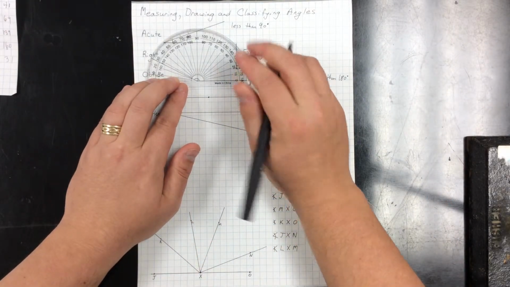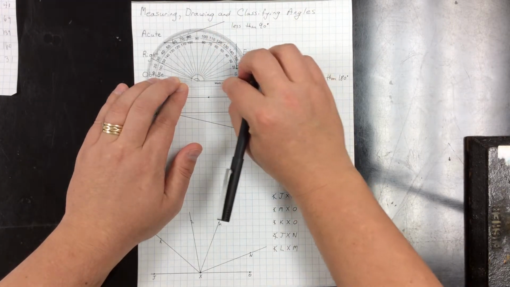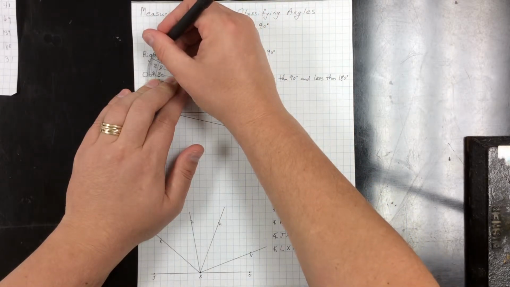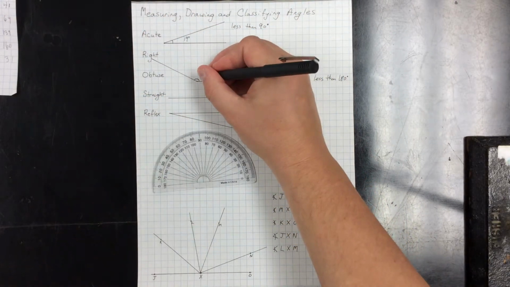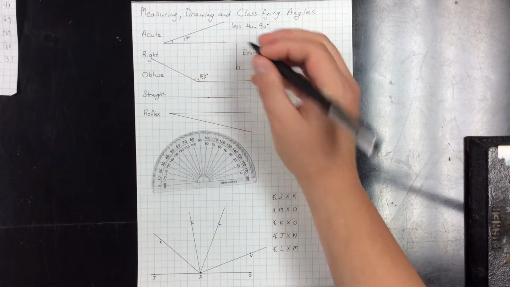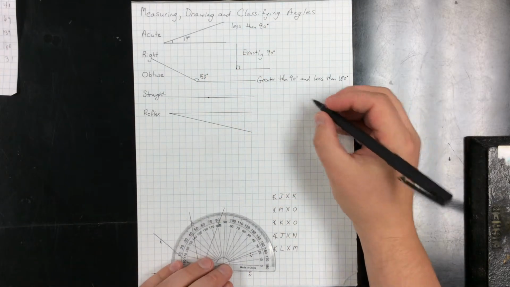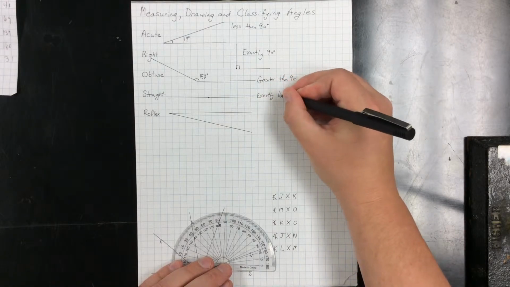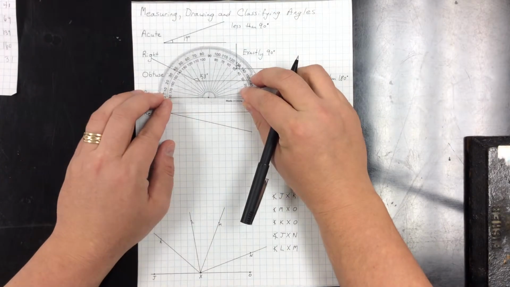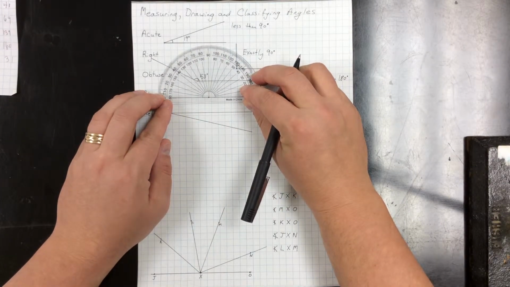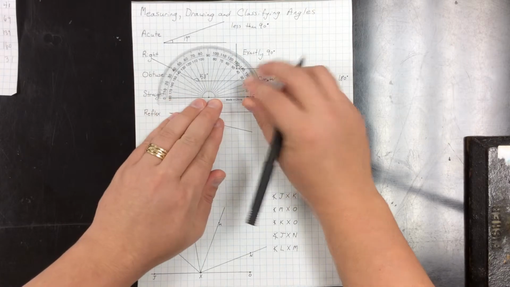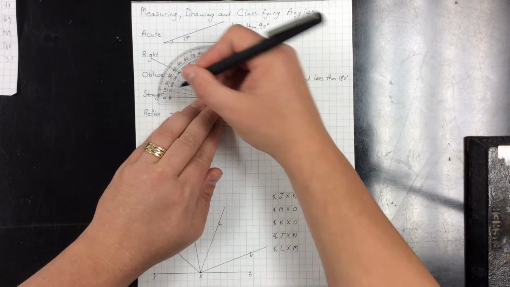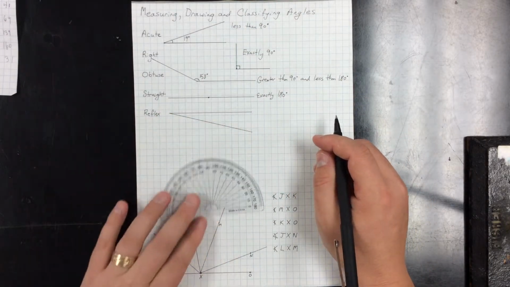If I put my protractor on here, again getting the center lined up, getting it along the 0 line, I'm going to start with the 0 and come all the way around to 150, 1, 2, 3. It's a 153 degree angle. Next is a straight angle. A straight angle is exactly 180 degrees. If we put our protractor on here, we'll put one point in the center as our starting point. We measure all the way around from 0 to 180. It's a straight line, 180 degrees.